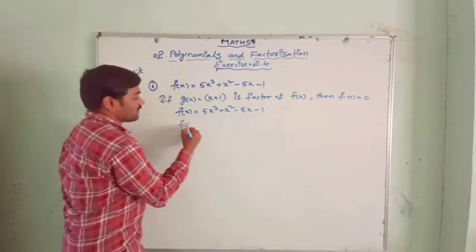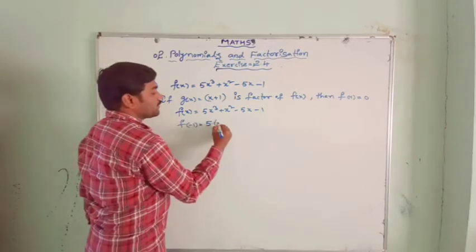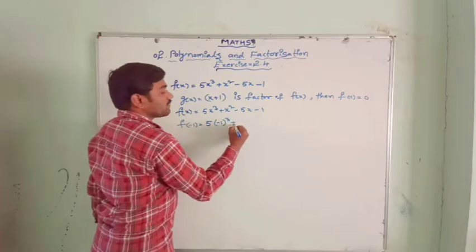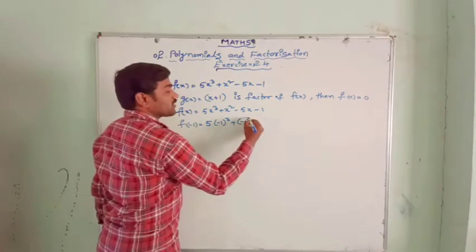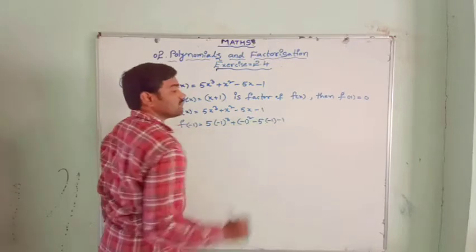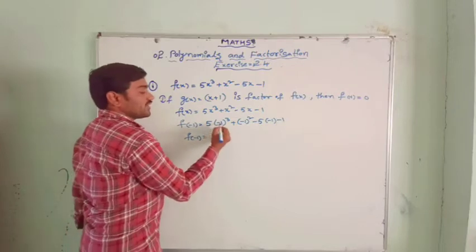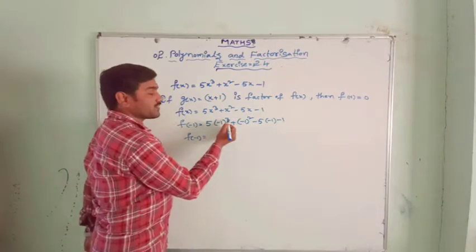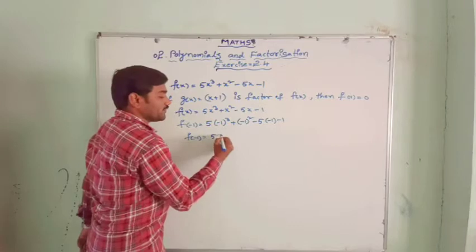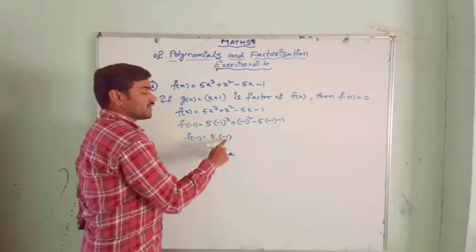So let us find out f of minus 1. That means 5 into minus 1 whole cube plus, here x is replaced by minus 1, then minus 5 of minus 1, minus 1. So f of minus 1 equals, here minus 1 whole cube is minus 1 only. 5 into minus 1, that means minus 1 you multiply 3 times, so you will get minus 1.